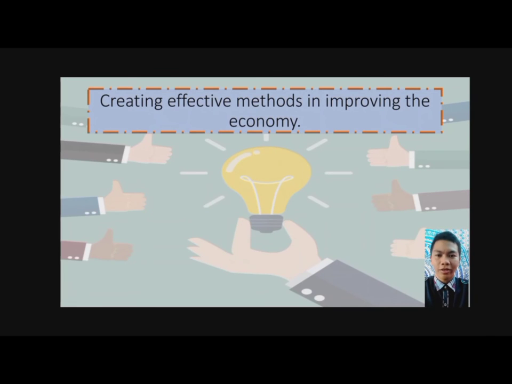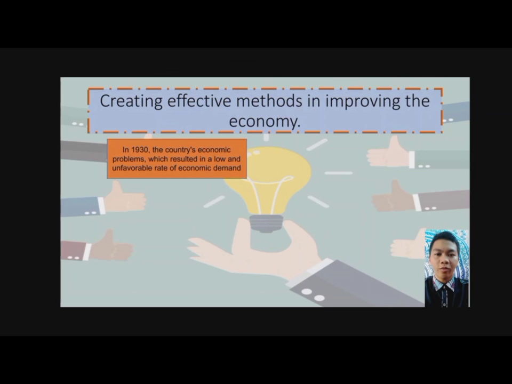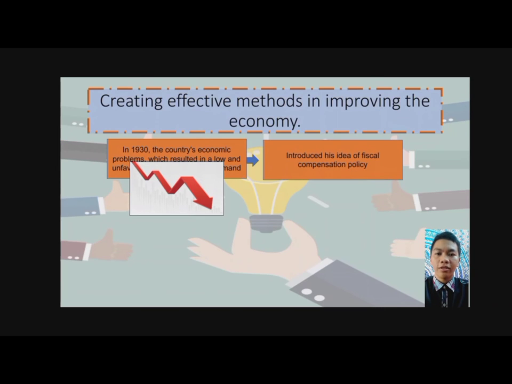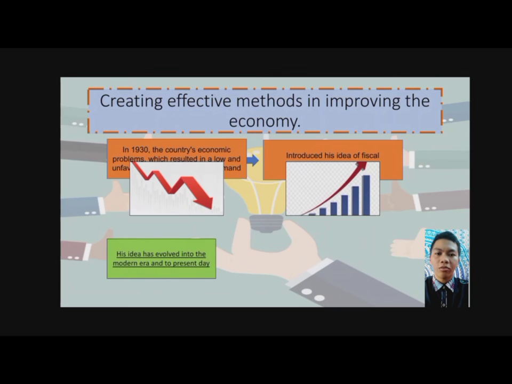Secondly, creating effective methods of improving the economy. In 1930, his country's economy faced a problem which resulted in a low and unfavorable rate of economic demand, which caused a decrease in demand in the market, causing losses to the economy. After that, Alvin Hansen tried to find a way to overcome it, and then he introduced the idea of a fiscal compensation policy. From this, the economic problem could be overcome and economic growth restored.